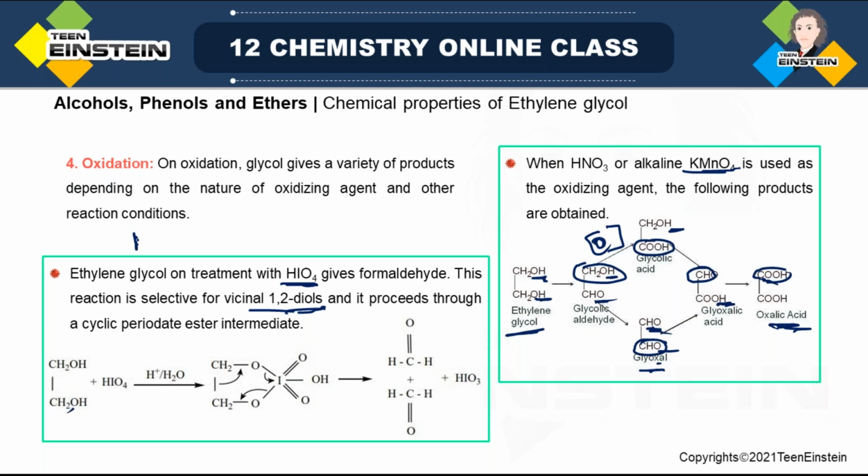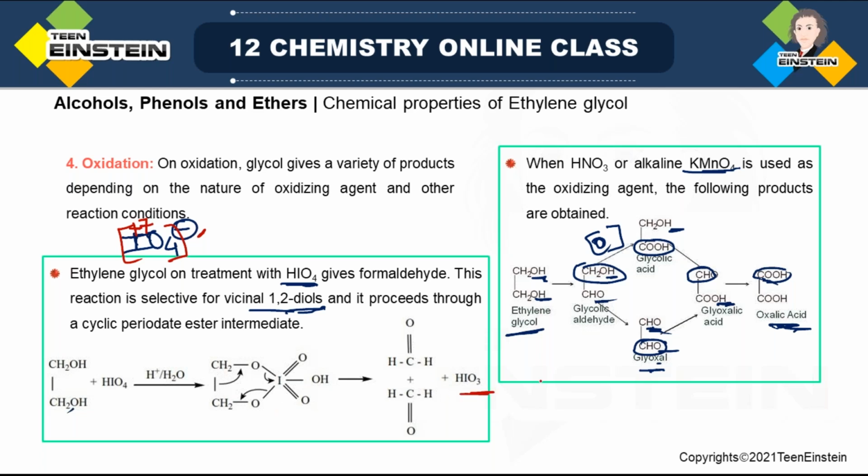Now HIO4 basically contains IO4 minus. If you want to know the oxidation state of iodine, how will we decide? Total 4 oxygen atoms, per oxygen minus 2 charge, 4 oxygens means minus 8. Now the excess negative charge is minus 1, and the total negative charge coming from oxygen is minus 8. That means the oxidation state of iodine is plus 7.